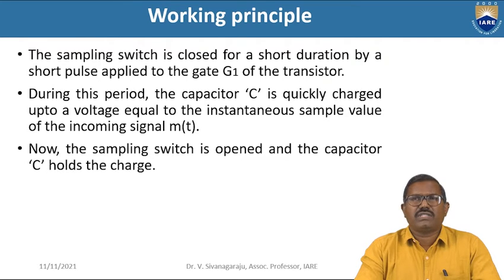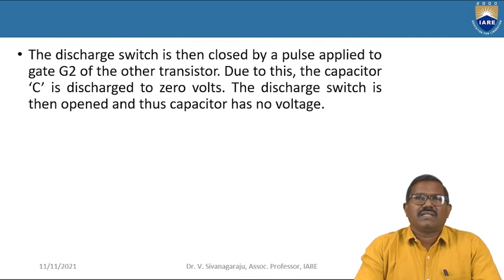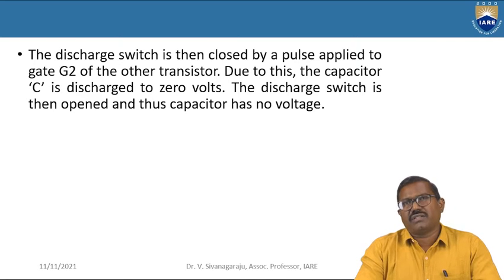Now the sampling switch is open and the capacitor C holds the charge. The second FET acts as a discharge switch. The discharge switch is then closed by a pulse applied to the gate G2 of the other transistor. Due to this, the capacitor C is discharged to 0 volts. The discharge switch is then open, and thus the capacitor has no voltage.